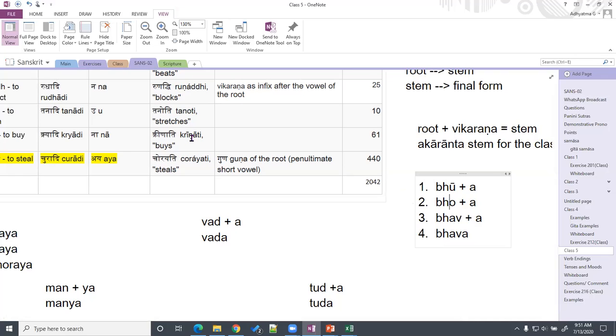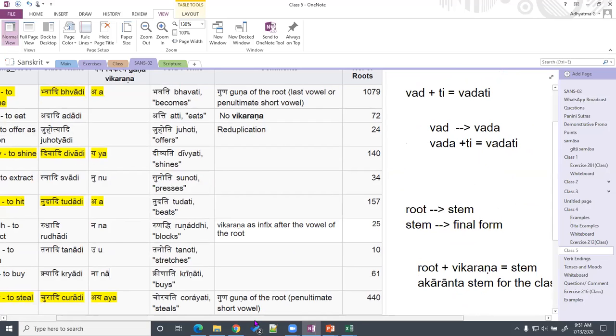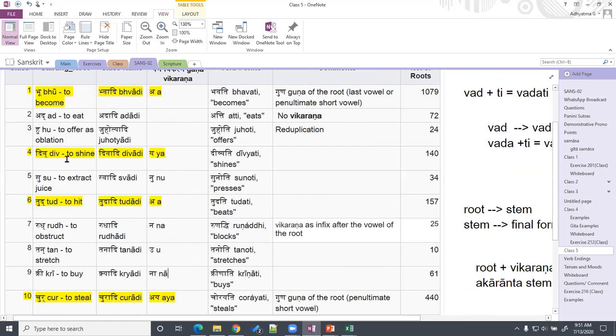Okay, there is a question: why in class 4 does the short Ikara become long Ikara? That is a special rule for certain roots. Div happens to be that kind of root where the Ikara changes to long Ikara. But that's not the general rule. We are not going into those specific rules here. Just understand that there are certain roots for which additional rules apply, and Div happens to be one of those.